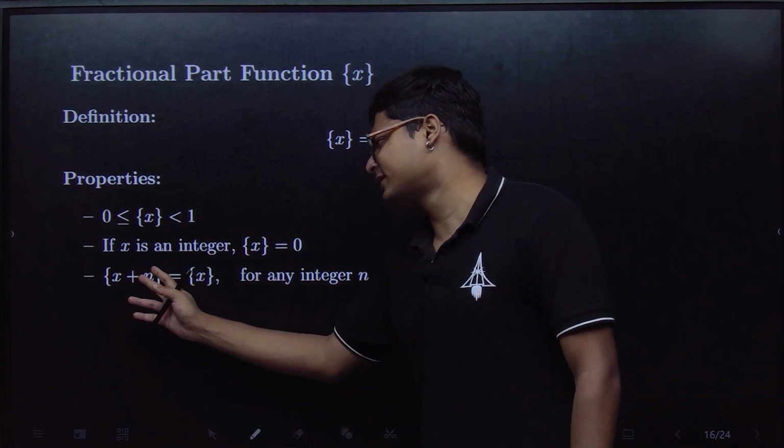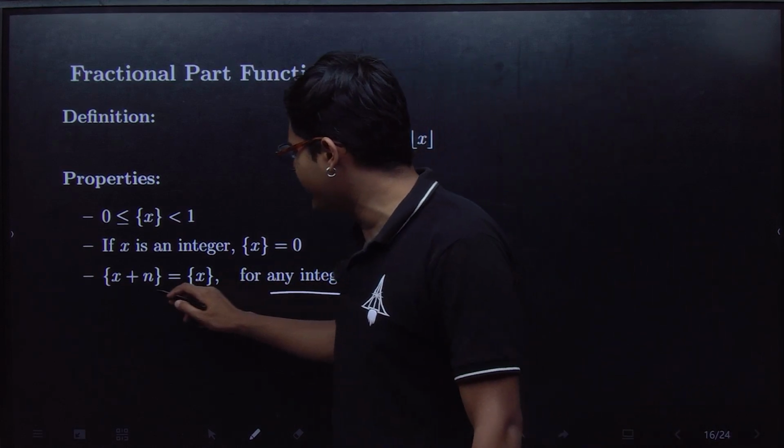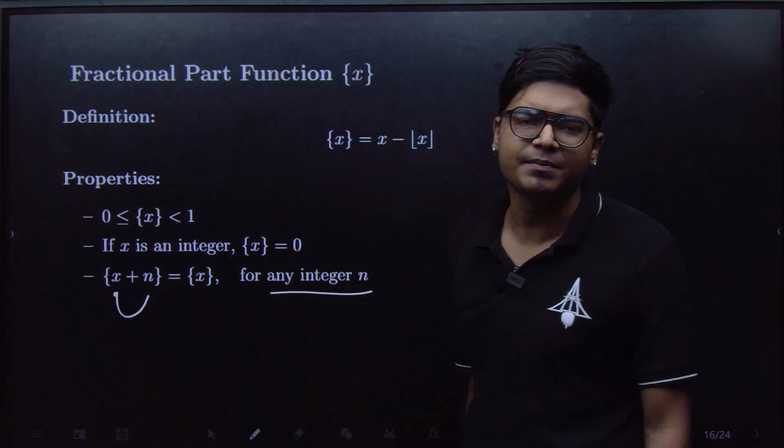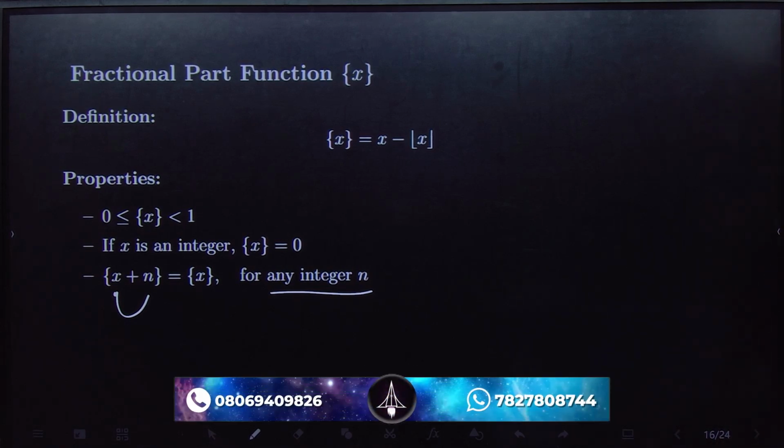The fractional part of x plus n is equal to the fractional part of x. So if I add an integer to some number, the fractional part doesn't really change. It remains the same. So there are some simple standard functions that we need.